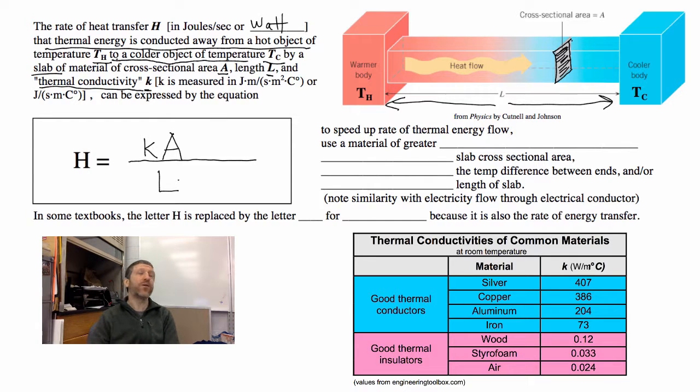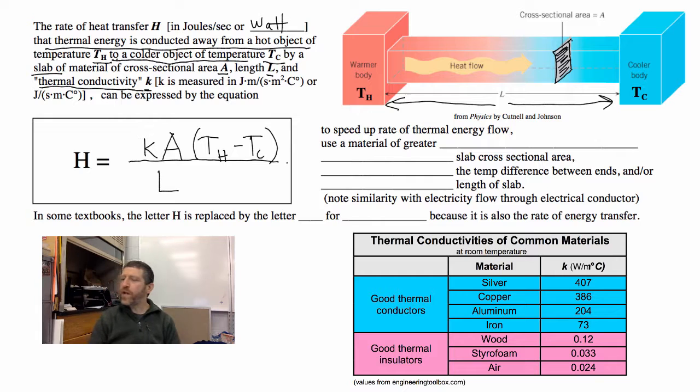Where does delta T go on this fraction? In other words, a big temperature difference is just like a big pressure difference. It goes here. So this is delta T right here, but actually let's put it as T hot minus T cold, because that'll always give us a positive number. So this is the rate of heat transfer.